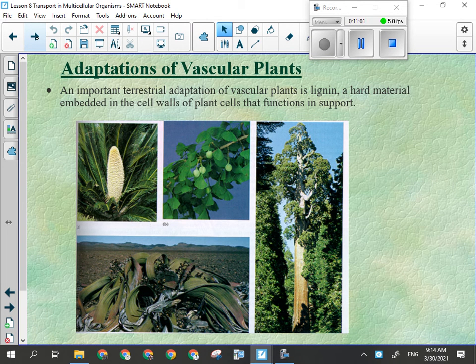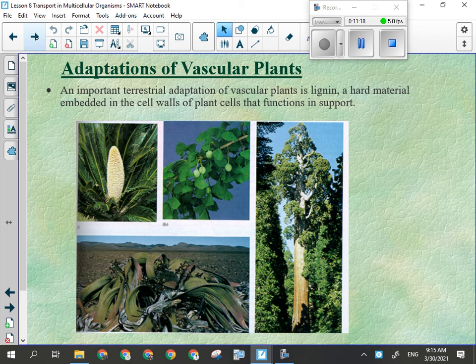Okay, so the biggest challenge for a vascular plant, for any plant living on land, the biggest challenge is water. Light's not usually a problem unless you're in the undergrowth of a forest and everything is trying to shade you out. Most of the time, your limiting factor is going to be water.